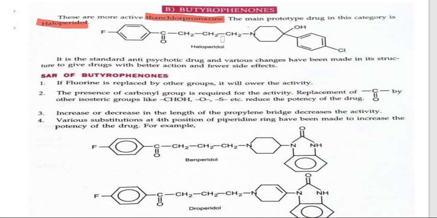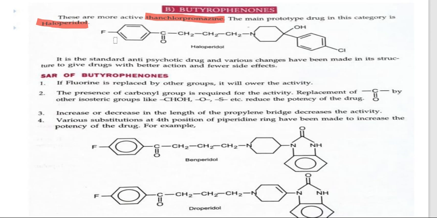This is the structure of haloperidol. You can see it is having a halogen, F. Then you are having a carbonyl compound, three methylene groups, right? And then you have a piperidine-like ring structure.